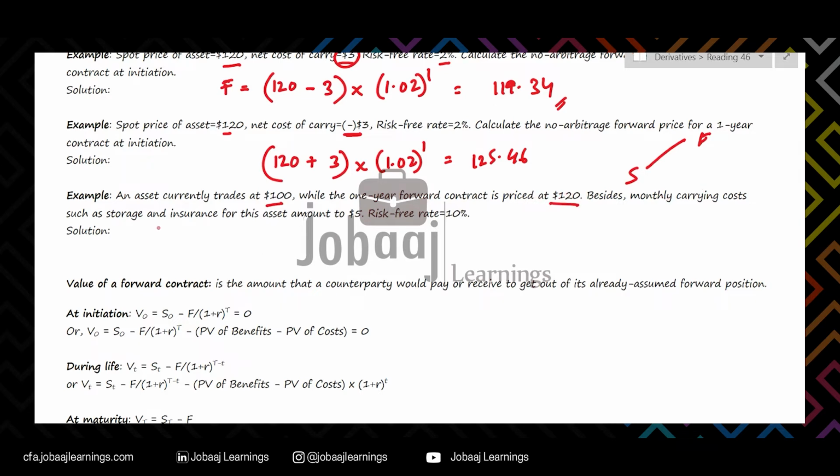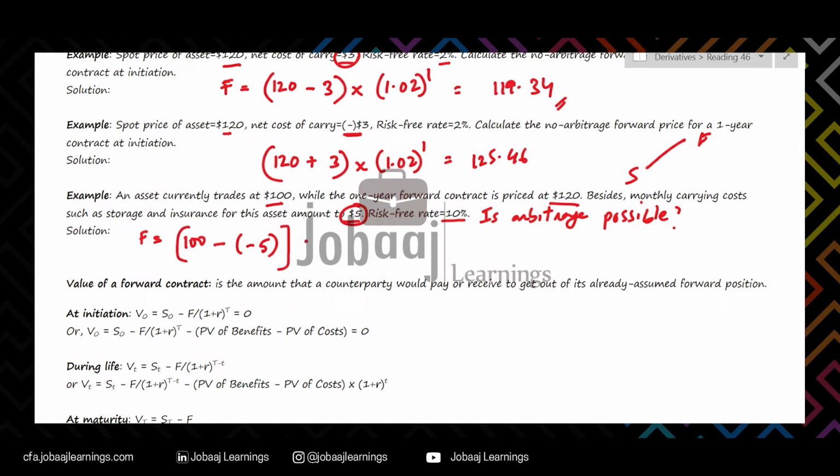An asset currently trades at 100 while the 1 year forward contract price is priced at 120. Monthly carrying cost is $5 and risk-free rate is 10%. So the question is, is arbitrage possible? Simply find out what should be the forward price as per the equation, that is 100. Then we have cost associated with the underlying, but we do not have any benefits, so benefit should be 0, and so the net cost of carry will be positive 5.